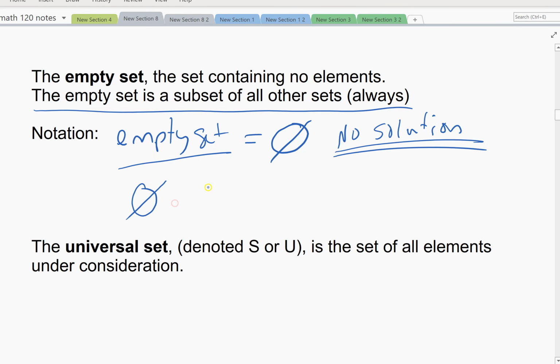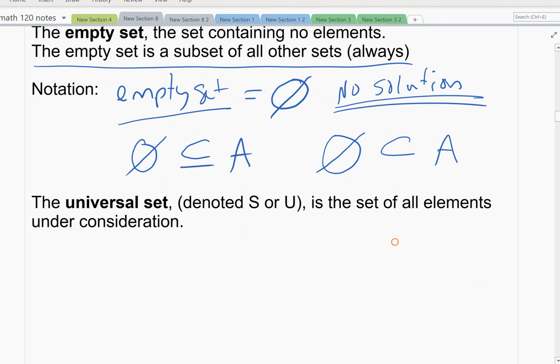The empty set is always a subset of another set, and it can be a general subset or a proper subset. Nothing, it should make sense. Nothing is always a subset of something. It's one of those weird things, but it's always true.